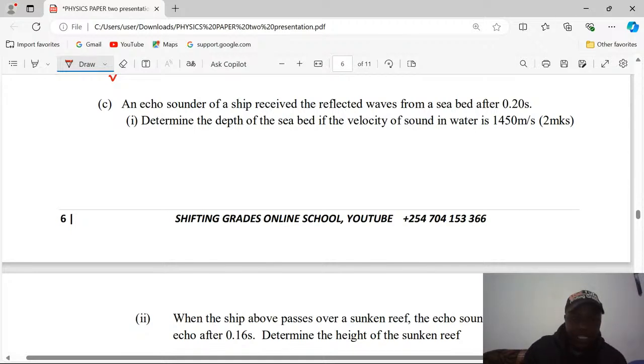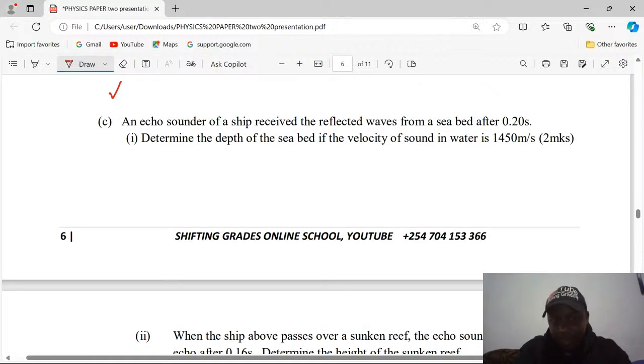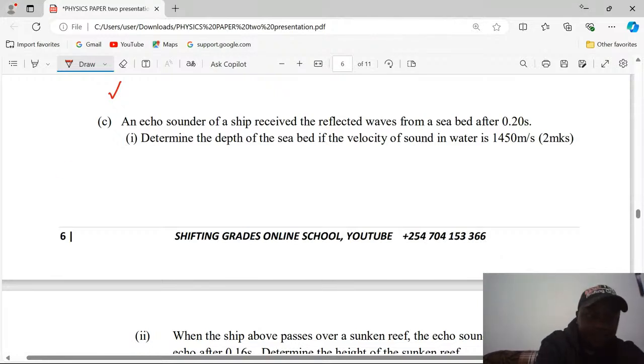Let's look at part C. An echo sounder of a ship received the reflected waves from a seabed after 0.20 seconds. Then we are told to determine the depth of the seabed if the velocity of sound in water is 1,450 meters per second. In other words, we are determining the distance. We usually say that a distance is given by speed times time.